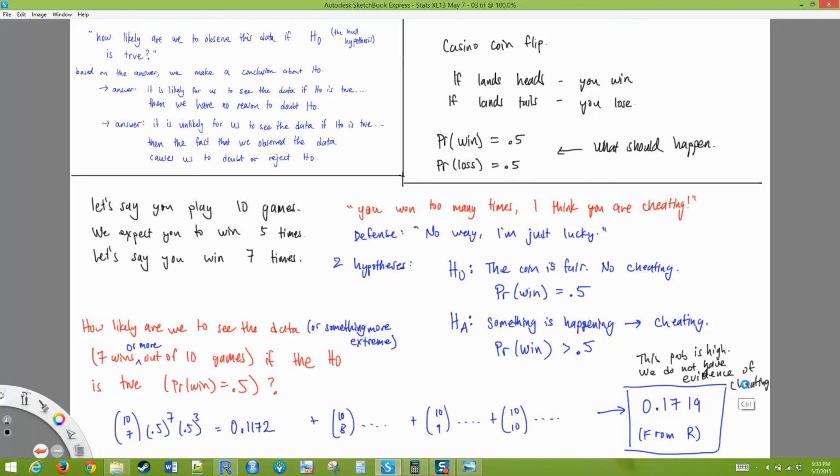And it's important that we say we don't have evidence of cheating. We don't have evidence of cheating, but it also doesn't prove that they're playing fairly. So don't say this means that the guy's playing fairly. It doesn't. It just means we don't have evidence of cheating.